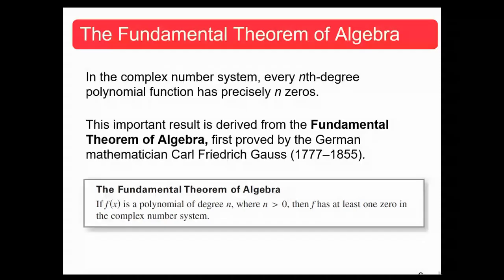In the complex number system, every nth degree polynomial function has exactly n zeros. In other words, if I'm talking about a polynomial that has x to the fourth as its leading term, that means I have 4 zeros, 4 complex zeros. This is a result derived by Carl Gauss. Just remember, it may not be 4 real zeros, but there are 4 complex zeros, so it might be an imaginary number in there.